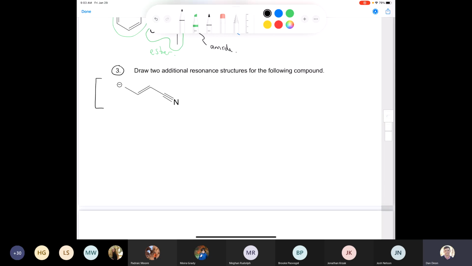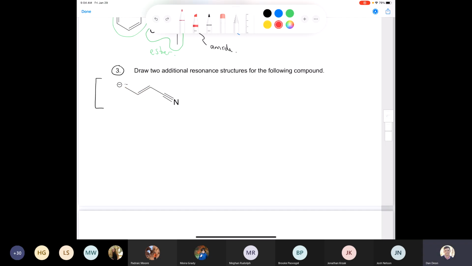Let's get started. It says draw 2 additional resonance structures for the following compound. You see that the carbon here on the end has a negative charge, so that tells us that there must be 2 hydrogens attached to it and a lone pair, in order for it to be negatively charged. I'll just remove the hydrogens and draw in the lone pair. Look what happens when I draw that lone pair in. I have a lone pair, a single bond, and a double bond. So I have an allylic lone pair.